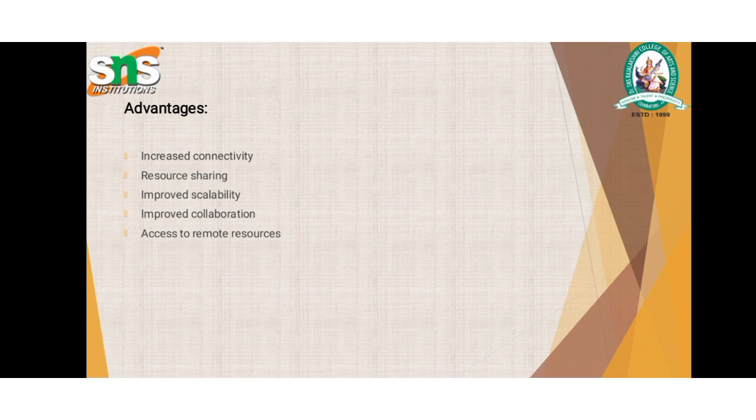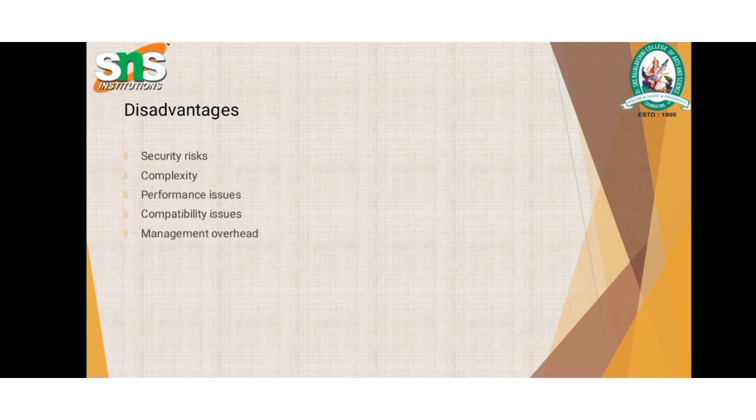The next one is disadvantages. The disadvantages are security risks, complexity, performance issues, compatibility issues, and management overhead. The very first one is security issues. Internet working can create security vulnerabilities and increase the risk of cyber attacks and data breaches. Connecting multiple networks together increases the number of entry points for attackers, making it more difficult to secure the entire system.